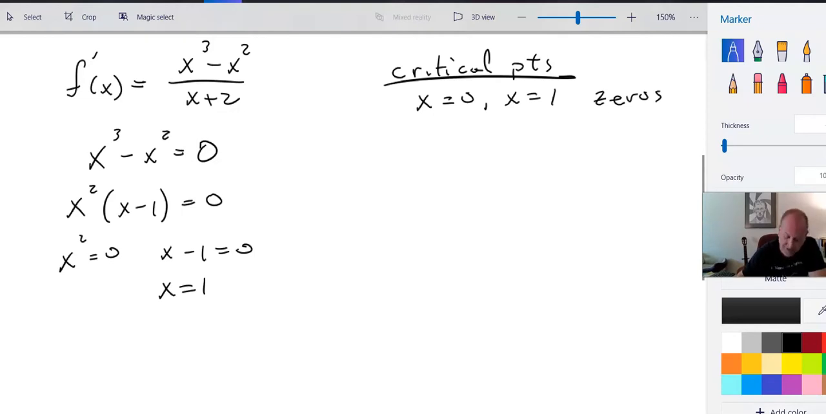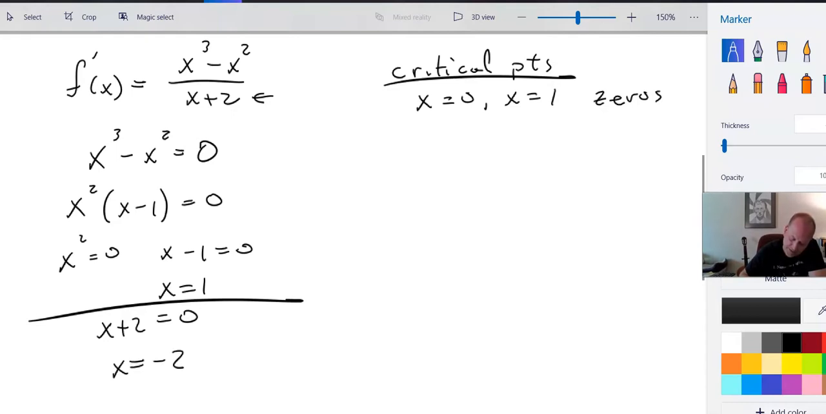Okay, so now we have to see where it's undefined, and it's going to be undefined when the denominator is equal to 0. Well, if x plus 2 is 0, that means I'm undefined at x equals negative 2, right? Okay, so now we have x equals negative 2, and that's undefined. Right, and so I'm noting the difference between how I found these critical points, because that will be important, actually.